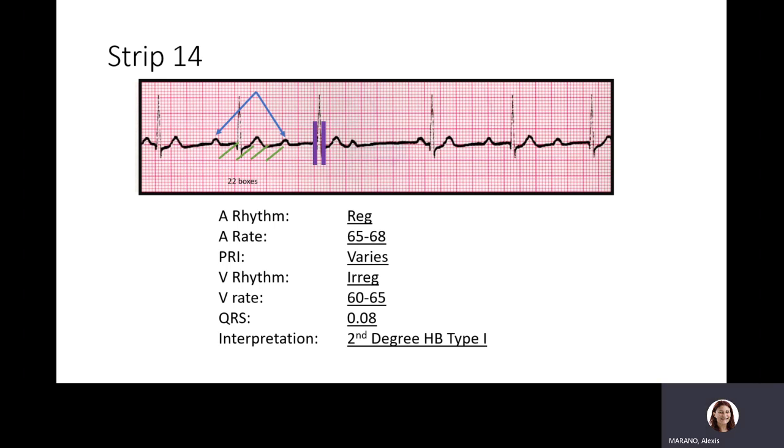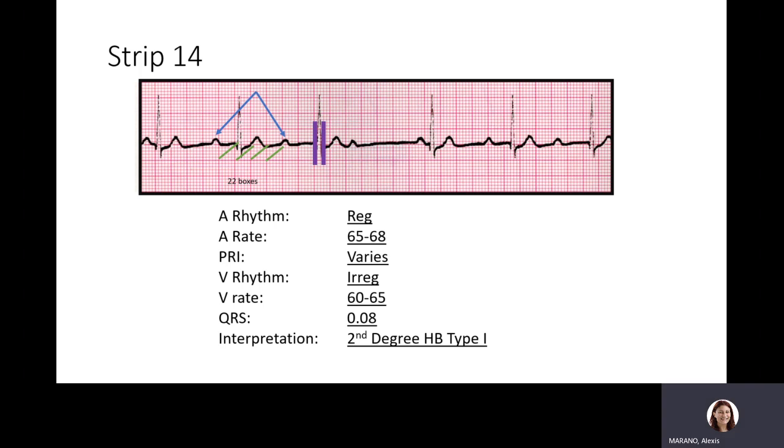Strip number 14, your atrial rhythm is regular. Your P waves do march out. Your rate is between 65 and 68. Your PR interval here varies. Ventricular rhythm is irregular. So our rate is between 60 and 65. QRS is measuring right around 0.08.